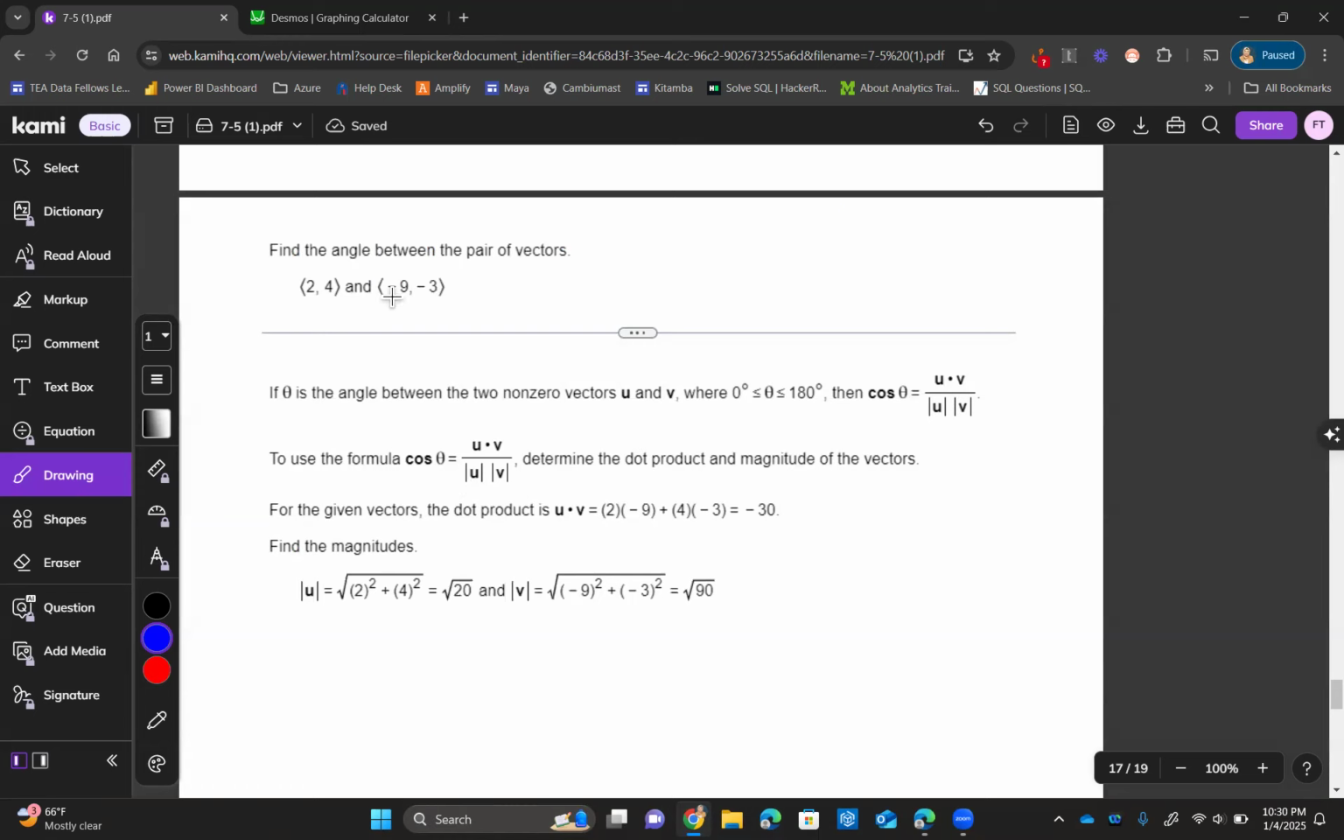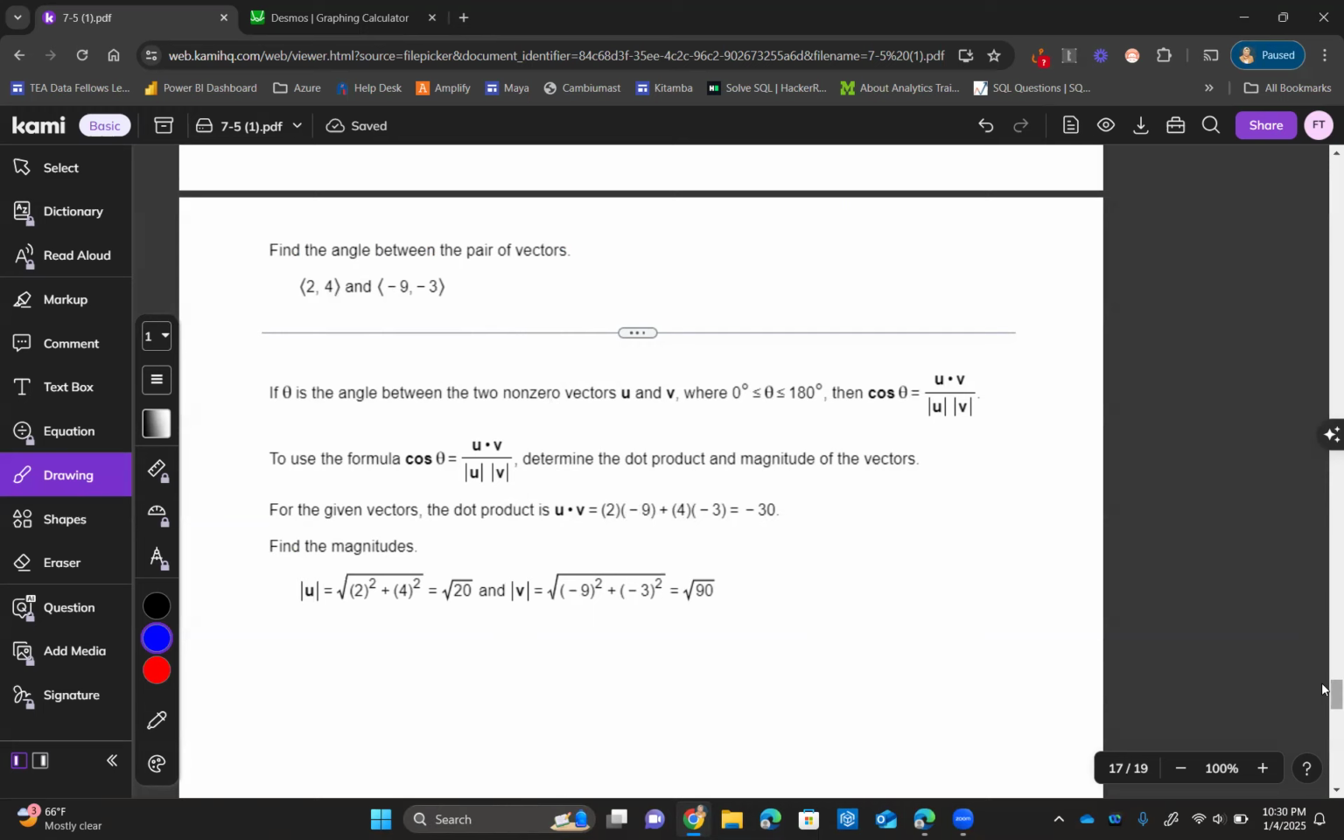So if we calculate the dot product between u and v first, we're going to multiply 2 by negative 9, which makes negative 18. And then we're going to multiply 4 by negative 3, that makes negative 12. And when we add these two numbers, the dot product is equal to negative 30.